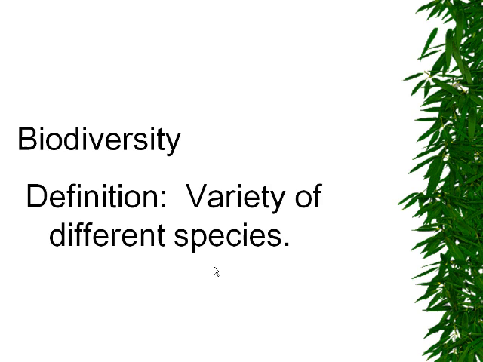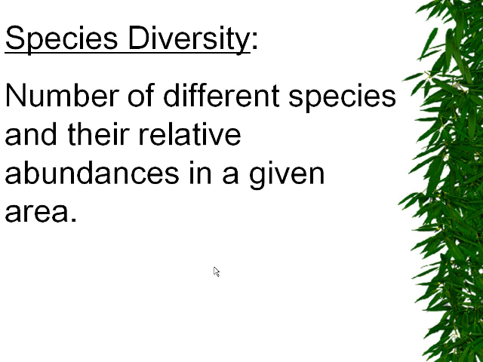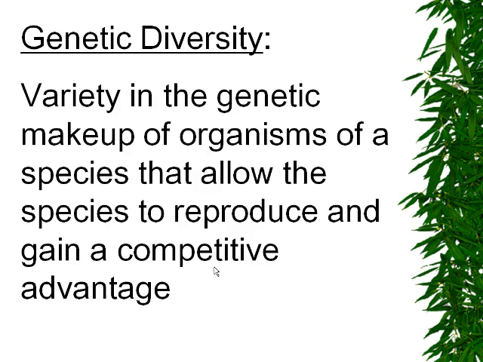So biodiversity itself is a variety of different species. Species diversity is the number of different species and their abundance in a given area. So the difference is that biodiversity is just the number, how many species do I see? The species diversity is how many of each animal, but if I only see one, it's not quite as diverse as seeing 10 of that particular species.